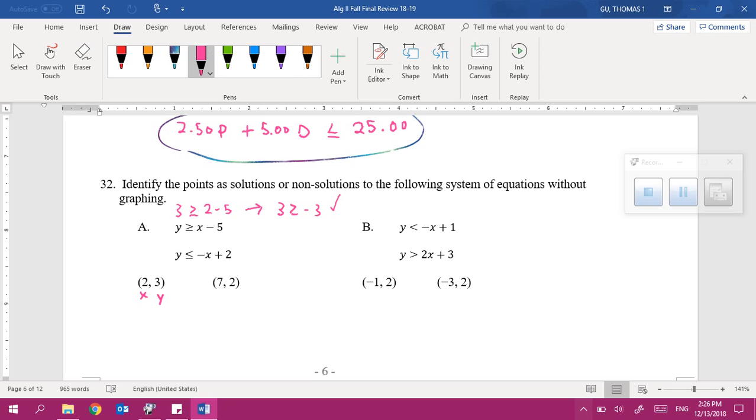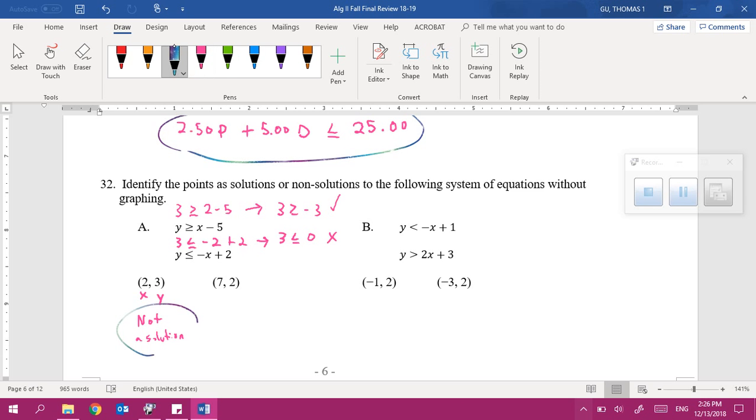I'm not done yet, though, because I've got to plug it into the second equation as well. So y was 3, less than or equal to negative x, so negative 2 plus 2. And this is going to become 3 is less than or equal to, what's negative 2 plus 2? That's 0. Is 3 less than or equal to 0? No, it's not. So that's not true, which means that 2, 3 is not a solution. Alright, so that solves this one.